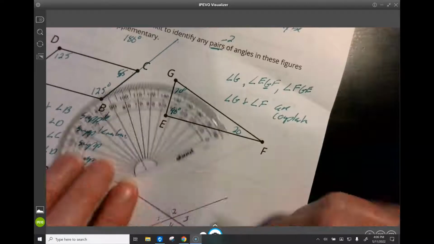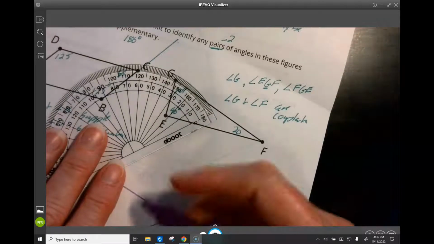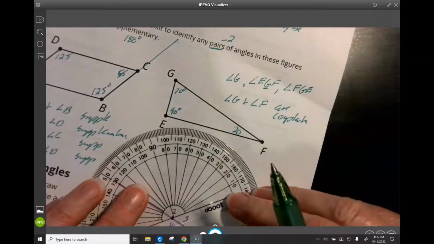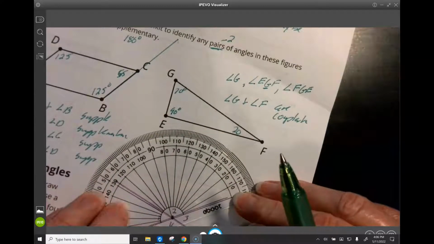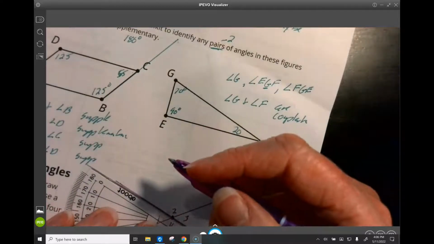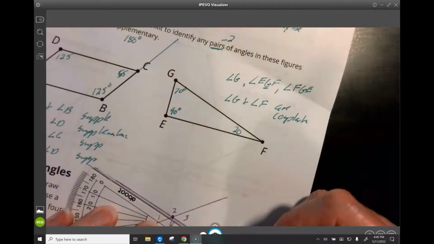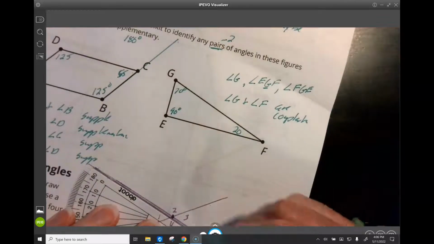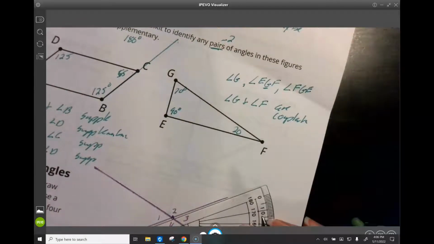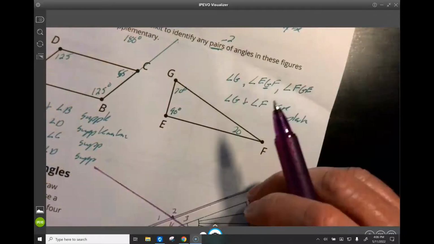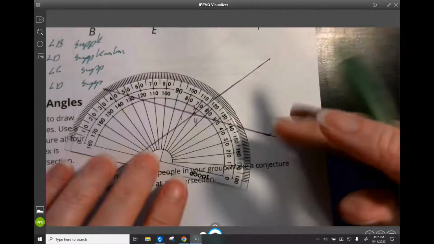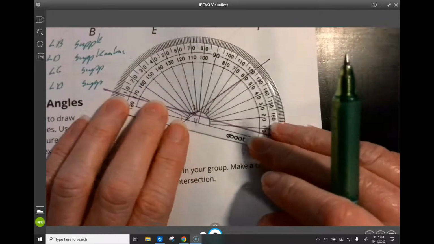So here we go. I'm going to make this point a little bigger so it's obvious that that's my vertex, where those two lines intersect. Okay, and I'm going to measure those two. Do I need to extend it? Just a little bit longer. Oops, and I drew it off. I'm going to extend these lines a little longer so it's easier to use my protractor. So I've extended my lines now, and I'm going to measure again.